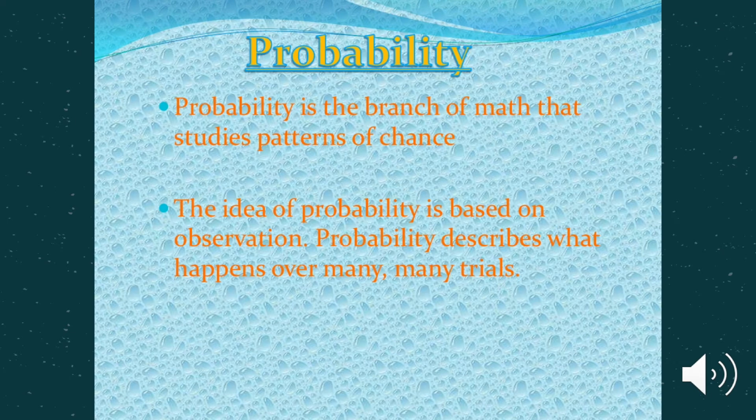So probability is that branch of maths which mainly deals with the patterns of chances. And the idea of probability is based on observations like the results of the test or the experiments. Probability mainly describes what has happened over several years or several trials or several decades.